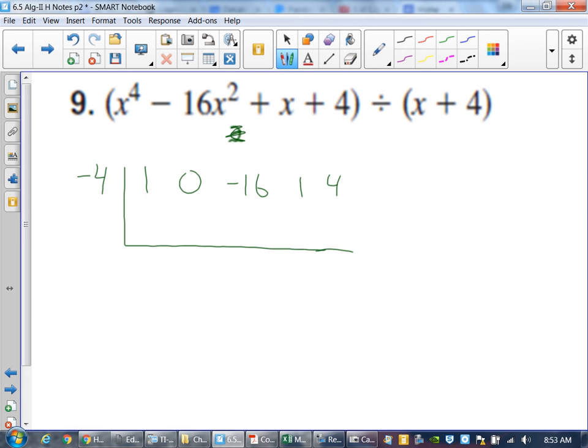Yay, procedural math. See how fast it is once you get going at it? It's really, really fast. It's a great tool to be able to use. So you get x cubed, 4x squared, plus 1. And that was your answer.